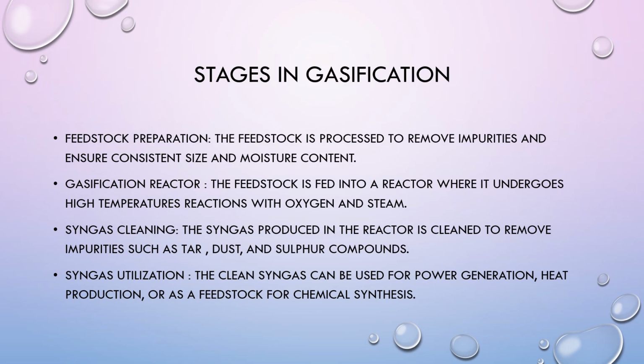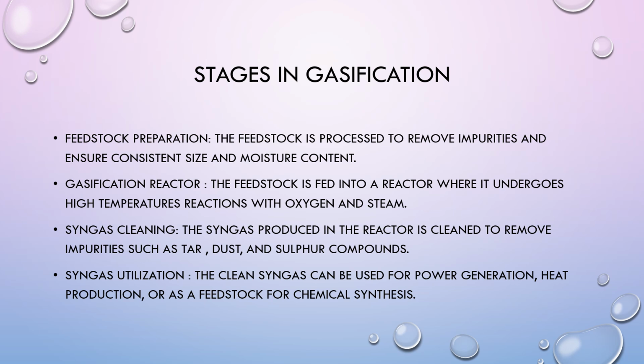So in the stages of gasification, the feedstock is prepared. That is, the biomass is processed to remove impurities and to ensure that the sizes of the particles are consistent and that the moisture content is right. Now the feedstock is fed into a reactor where it's reacted with high temperature reactions of oxygen and steam. The syngas produced in the reactor is cleaned to remove impurities such as dust and sulfur compounds.